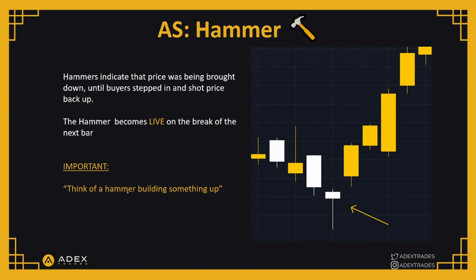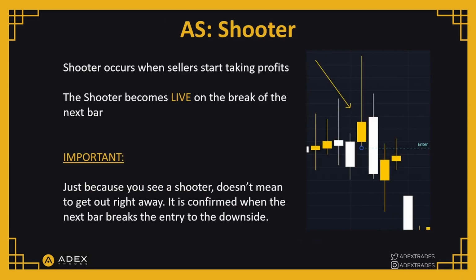Important. Think of the hammer as building something up, right? So you bring price down, then all of a sudden they build it back up, and then you get your move, boom. That's your hammer. The buyers stepped in at this level, and they continued to buy, and you see the continuation of buying. You have this gap up here, but this is the continued move off of this, right? You just gapped up the next day. Sense? Okay. Shooters. Oh, I already talked about that. You enter off the shooter, 2 down.